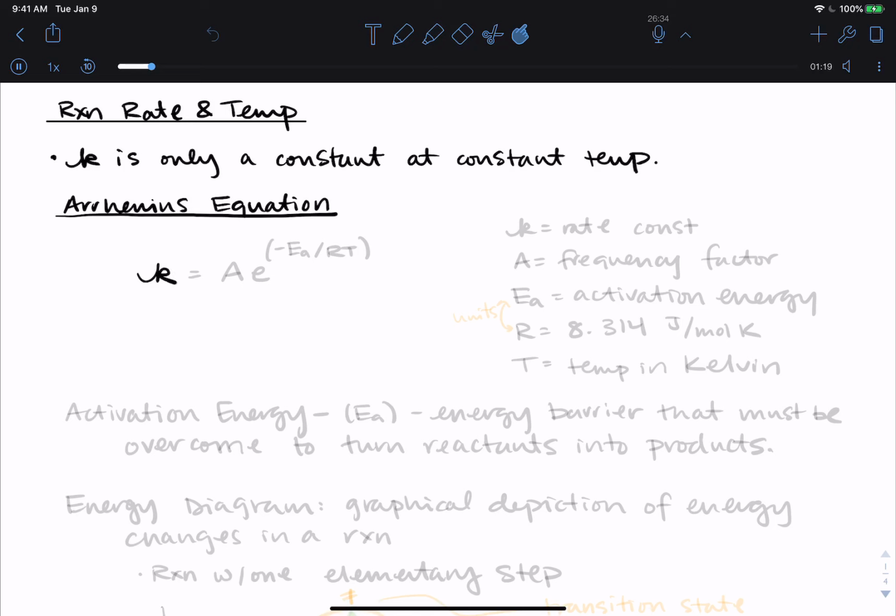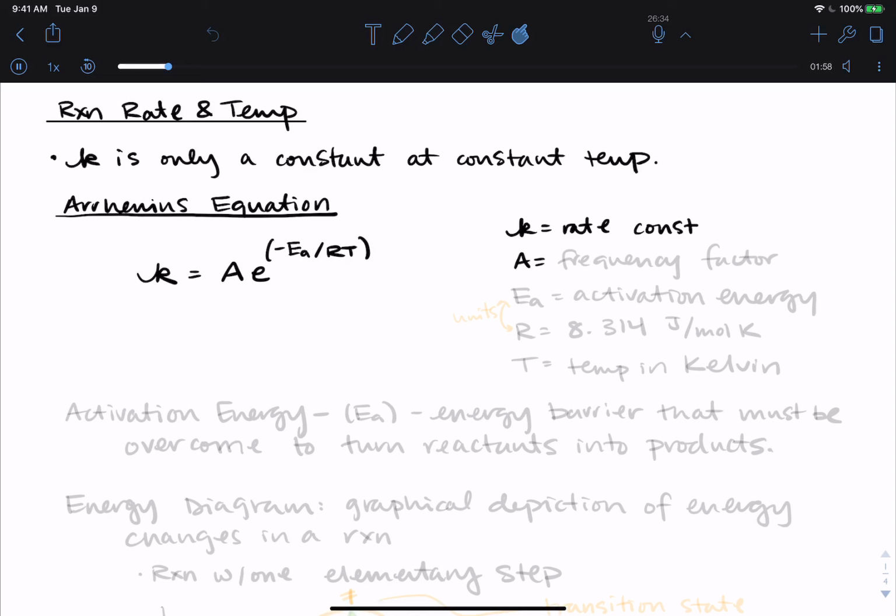So the rate constant, it's still our lowercase fancy k, is equal to a capital A, which I'll define for you in a second, e, as in the one that goes with natural log, and the exponent for e is negative capital E sub A, divided by R times T. All right, so the things that we have going on here: k is still the rate constant. So this equation will let you calculate the rate constant.